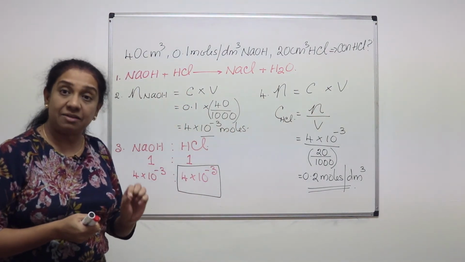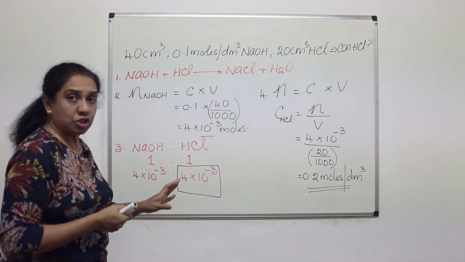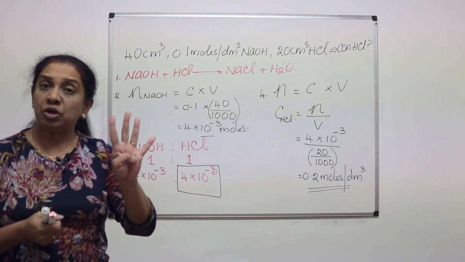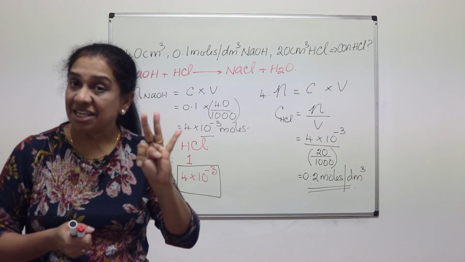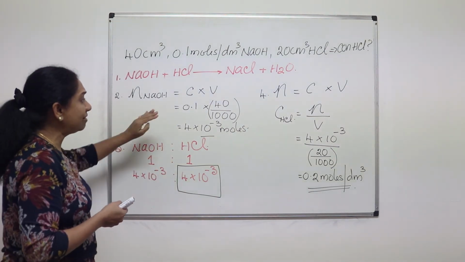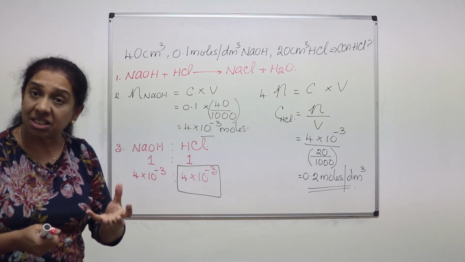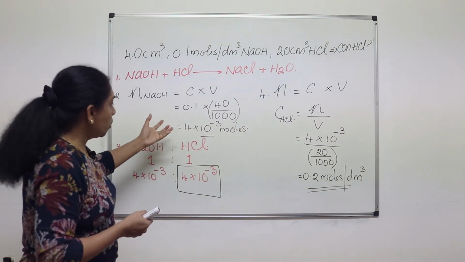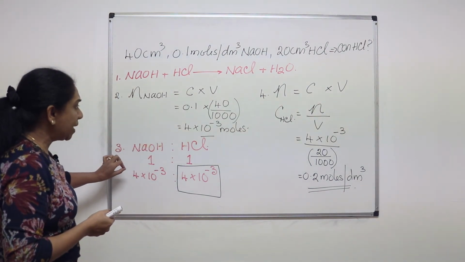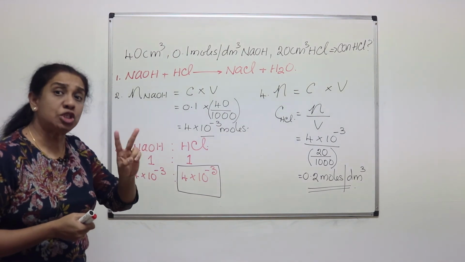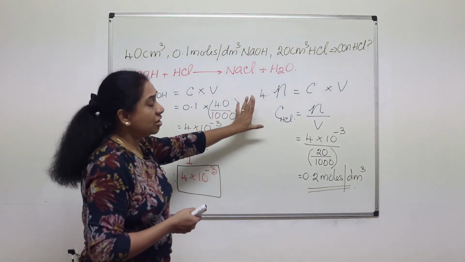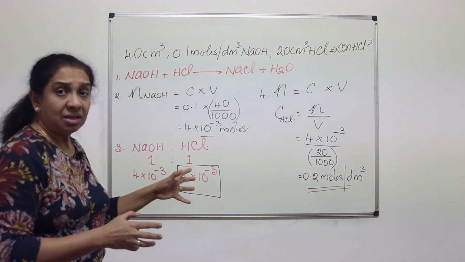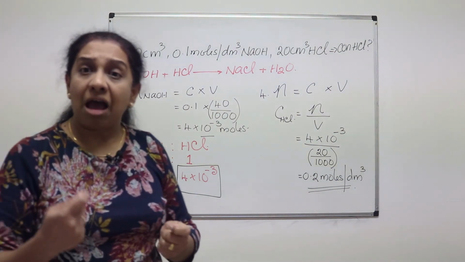As I said before, in these types of questions there will always be 4 steps involved. The first step, you will be writing the balanced symbol equation. The second step, you will be calculating the number of moles for a given substance from concentration and volume. Then you will be finding out the ratio between the 2 substances or the 2 reactants. And finally, you will calculate the concentration. Hope you understood this example. You can do more examples and have a go.